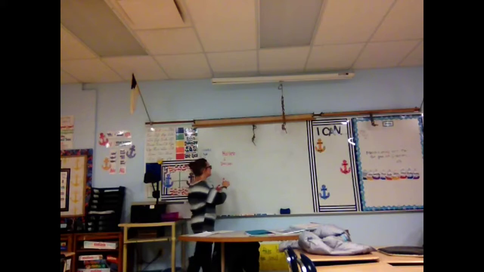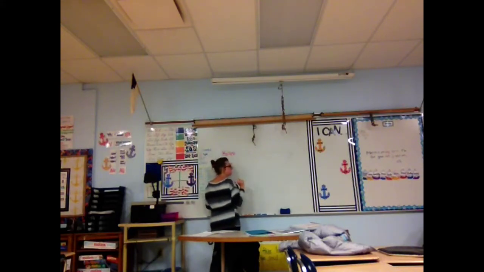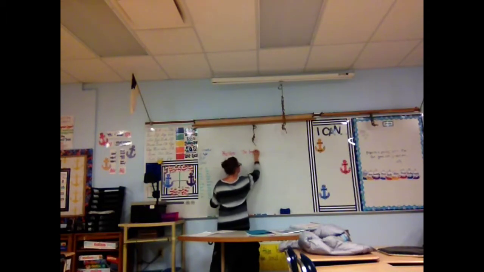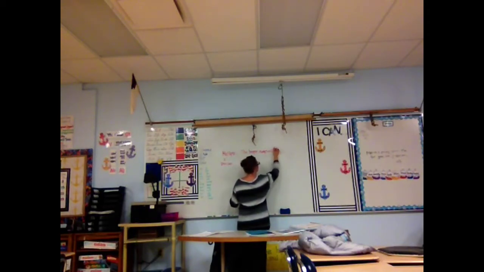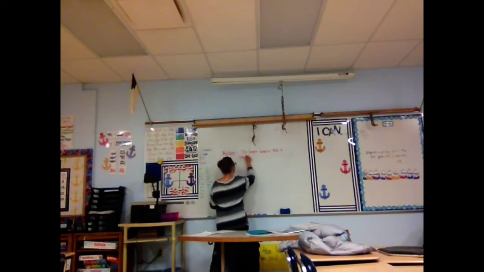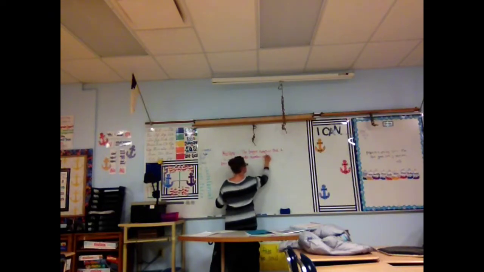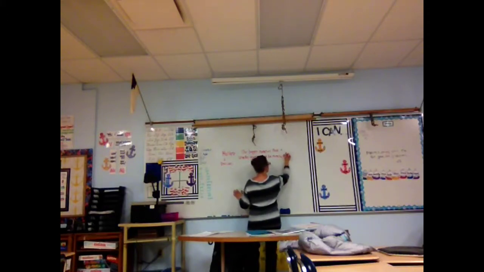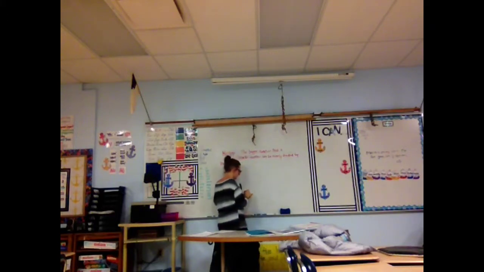And what a multiple is, is the number that a smaller number can be divided by evenly. So the bigger number that a smaller number can be evenly divided by. Now, that's kind of a confusing way just to say this.